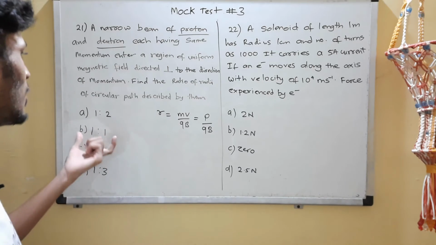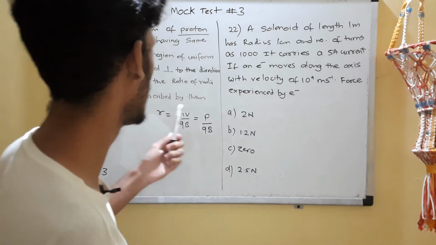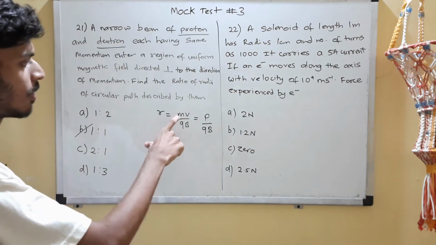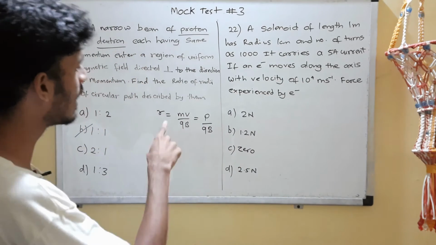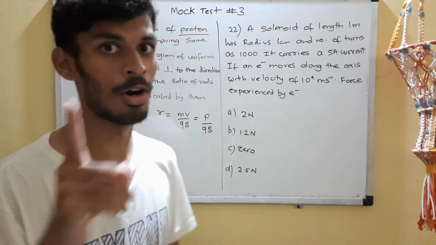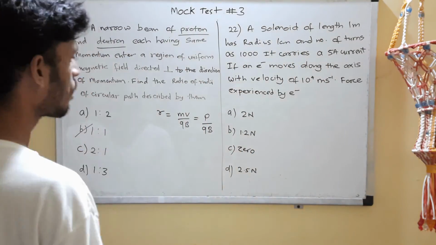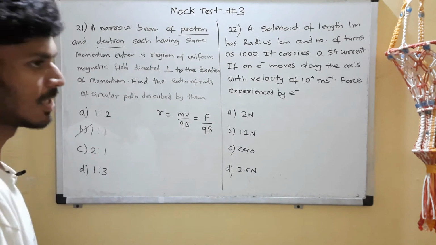So the ratio of the radius is 1:1. This is because they had the same linear momentum. If they didn't have the same linear momentum, you would have had to consider the mass. Neutron contributes to the mass, so that you have to keep in mind. Here they had the same momentum, so that's why the question simplified out.